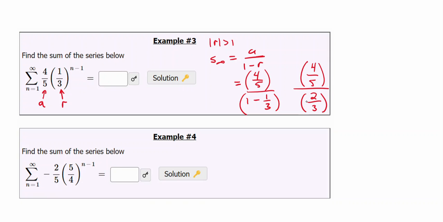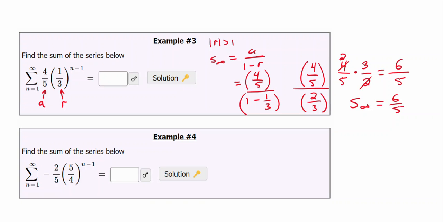And now when we're dividing by a fraction, that's the same thing as multiplying by the reciprocal. So we're going to now write this as 4 over 5 times 3 over 2, right? Flipping it upside down. Now, just simplifying this, I can cancel the 4 and the 2, so that becomes a 2 up there. So now 2 times 3 is 6, and then we still have a 5 on the bottom. So the sum at infinity is equal to 6 over 5.